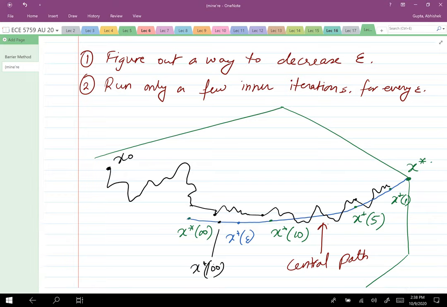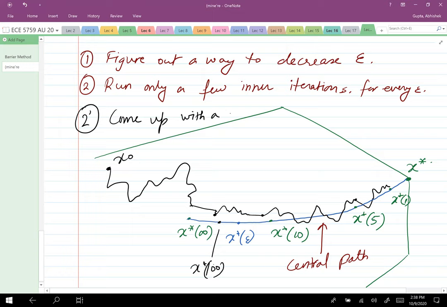Okay. So there are two things that we need to figure out. One is a way to decrease the value of epsilon, and a way to identify whether or not we are close to the central path. So task two prime is to come up with a method to check if x_k is close to x star epsilon_k.